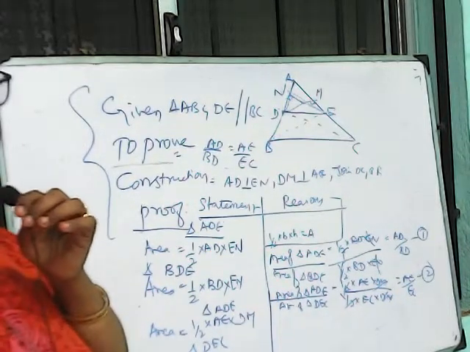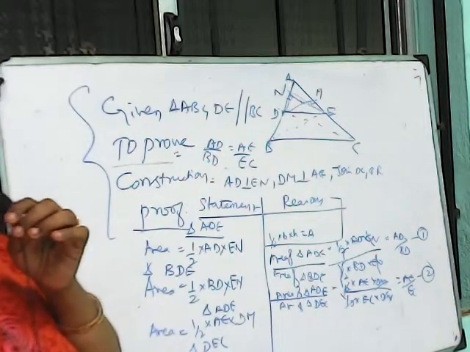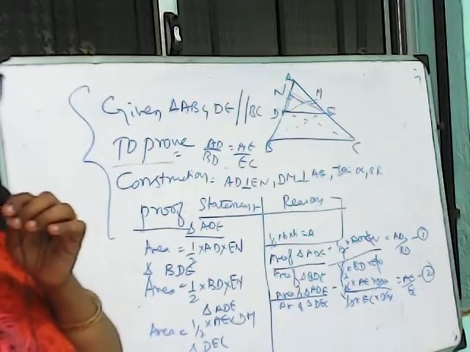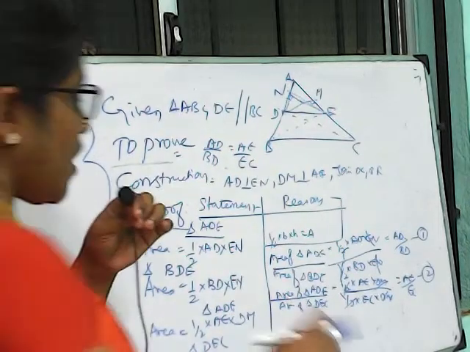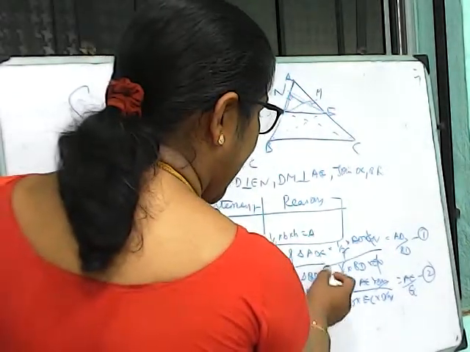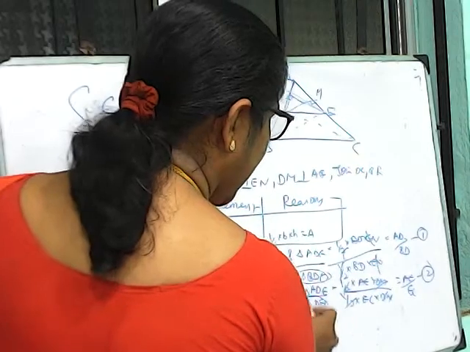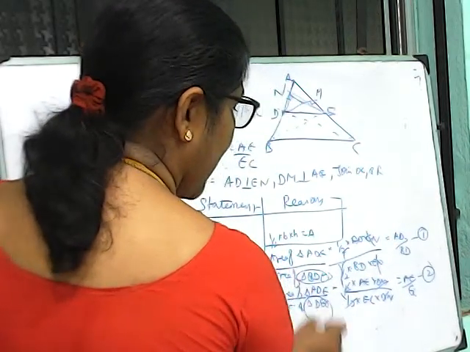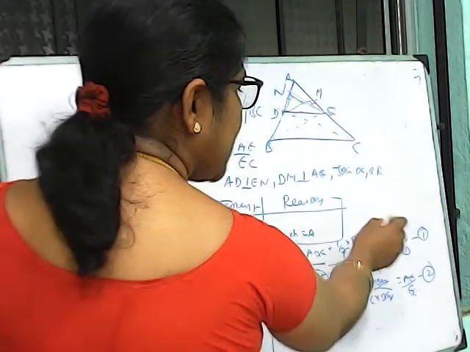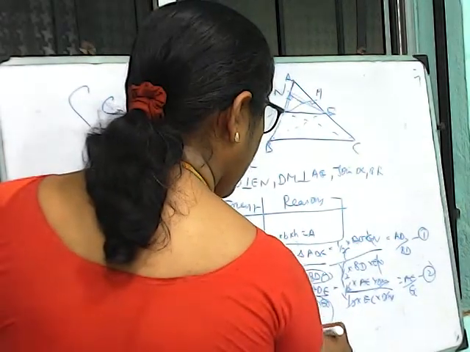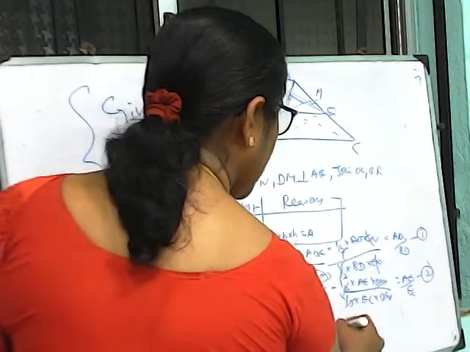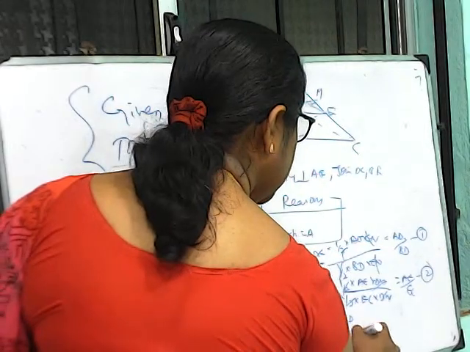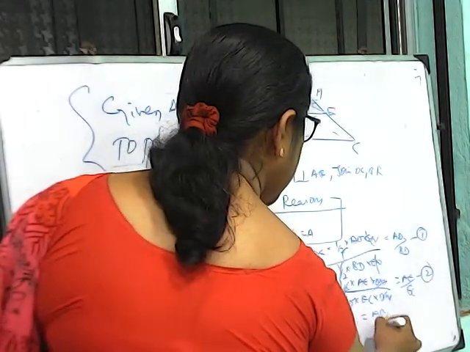Okay, triangles between the same parallels and on the same base are equal in area. So what happens? These two triangles, BDE and CDE, will be equal. Left hand sides are equal. Now right hand sides are also equal. So you can write from 1 and 2 that 1 is equal to 2. So AD by BD is equal to AE by EC.